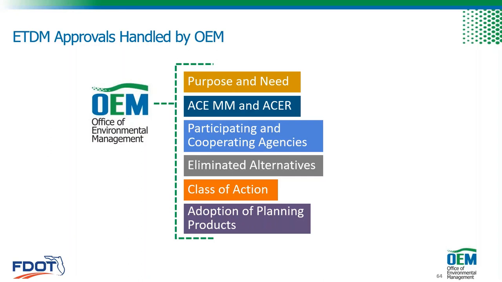If you're going through the ACE process, they concur on the MM and the ACER, and you guys will recommend participating and cooperating agencies, and OEM will actually send the invitations. They also concur on eliminated alternatives and approve the class of action and the adoption of any planning products, which for federal, that's required in order to use the planning products. They need to be adopted officially to be used for PD&E.